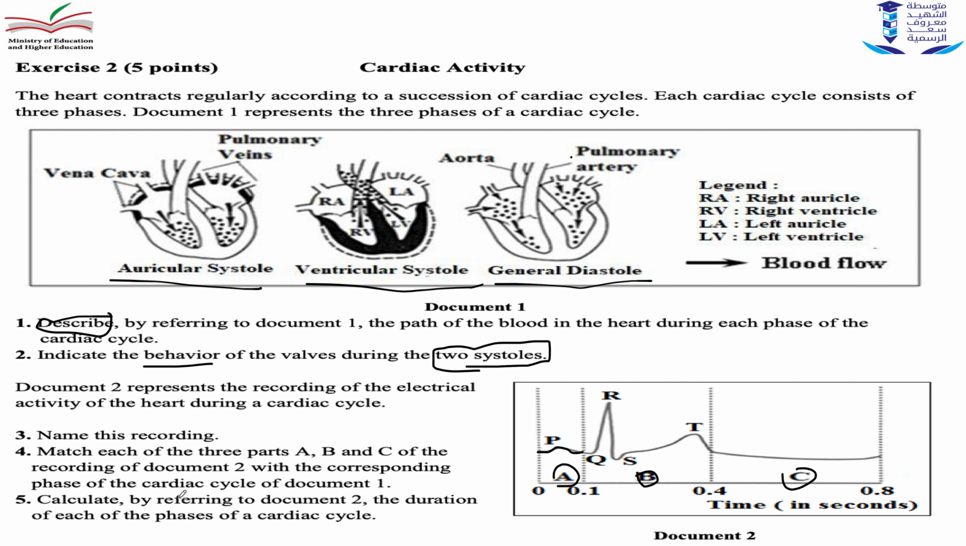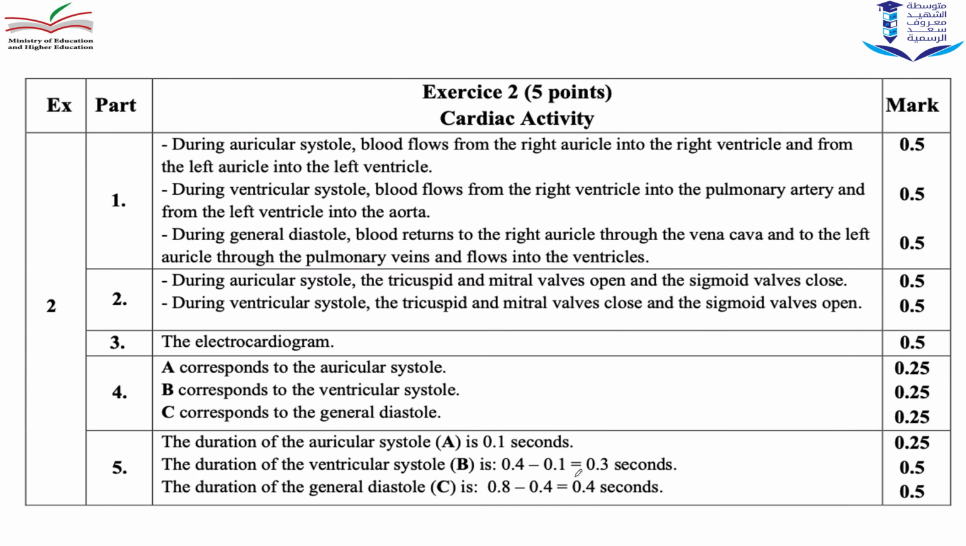Calculate, by referring to document 2, the duration of each of the phases. Here we subtract: this is 0.1 for auricular systole. Ventricular systole is 0.4 minus 0.1 which is equal to 0.3 second. General diastole is 0.8 minus 0.4 which is equal to 0.4 second. So we need to subtract them like this, did you see how?